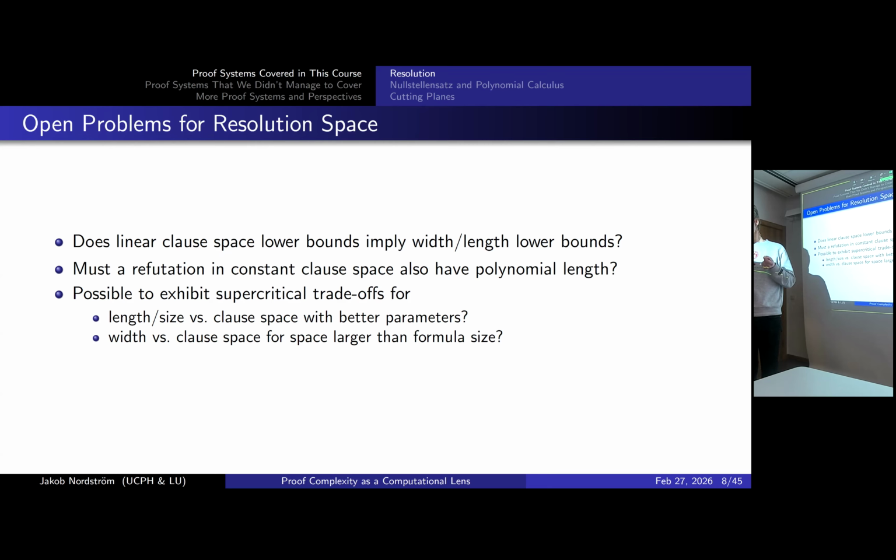By Razborov's hardness condensation technique, we know such a result, but only for formulas that are exponentially large, or formulas that grow larger than n to the W. So it would be nice to have formulas of some constant polynomial size, n to the big O of 1, and see whether you can actually get a supercritical trade-off between width and clause space for such formulas.